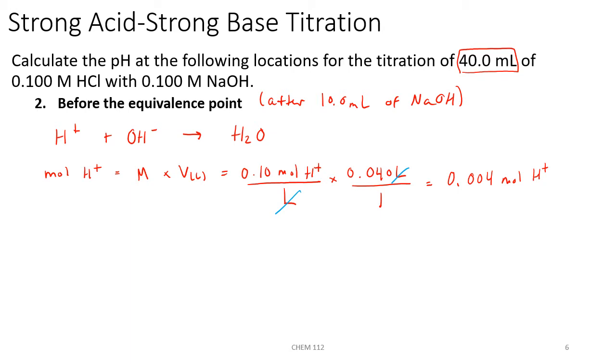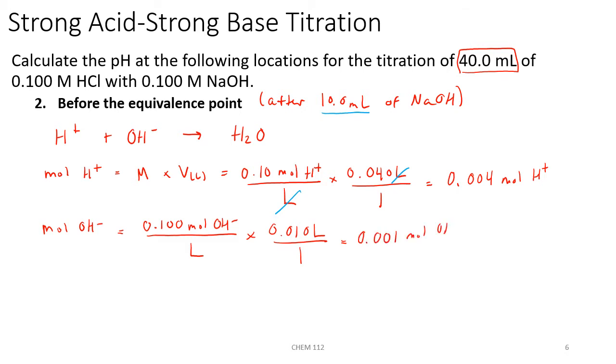Next, we want to figure out how many moles of base we added. We're going to be before the equivalence point and we're only adding 10 milliliters of base. So to calculate our moles of hydroxide ion that we've added, we're going to take the molarity of our hydroxide, which is also 0.1 molar, so 0.1 moles of hydroxide ion per liter, times our volume in liters. 10 milliliters is equal to 0.010 liters. So when we multiply, that comes out to 0.001 moles of hydroxide ion that's been added after 10 milliliters.